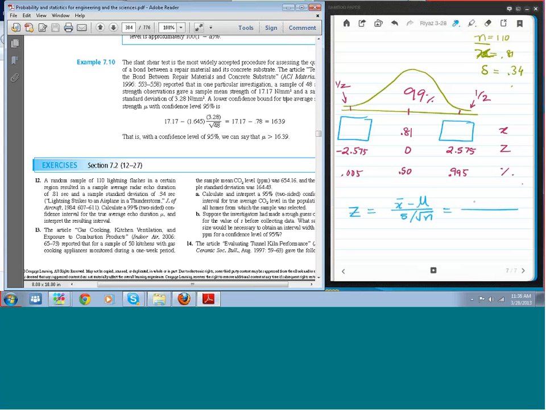So in this question, we know the middle is 0.81 minus mu, which we don't know. And then this one is going to be s, which is 0.34 divided by square root of 110, and the z will be, in the first one, let's say 2.575. So you plug that in, do the algebra, and find those two points. That's all there is to it.